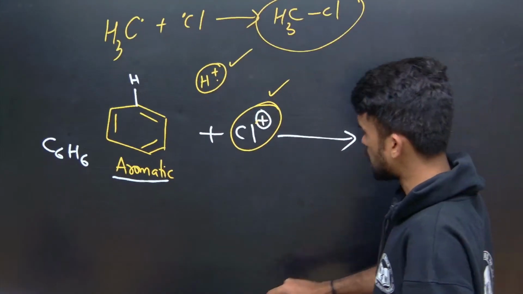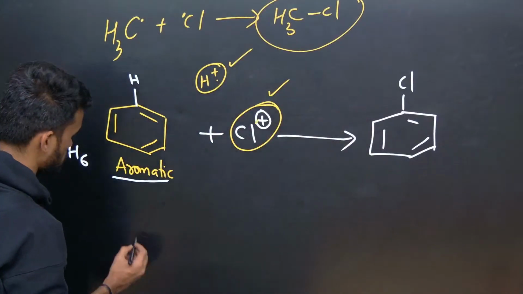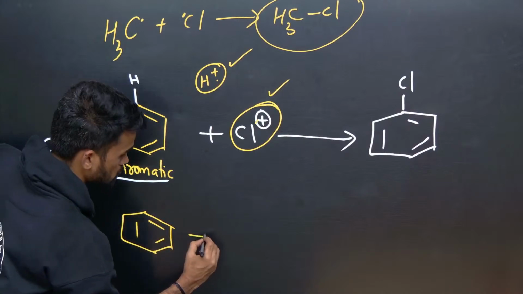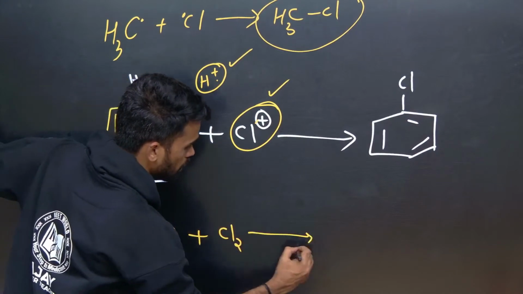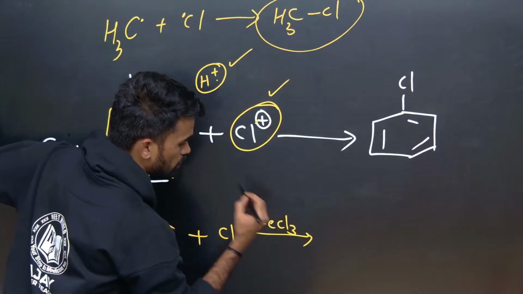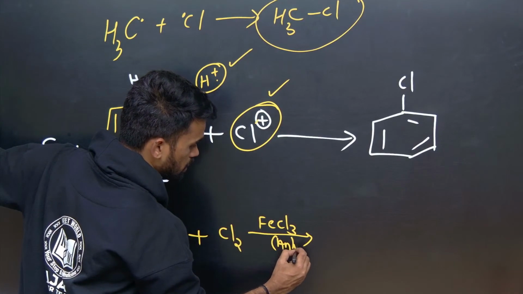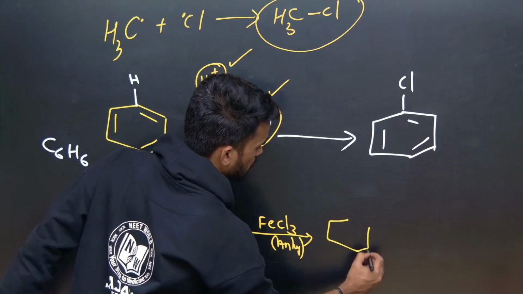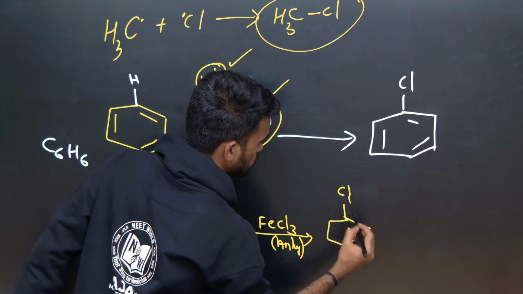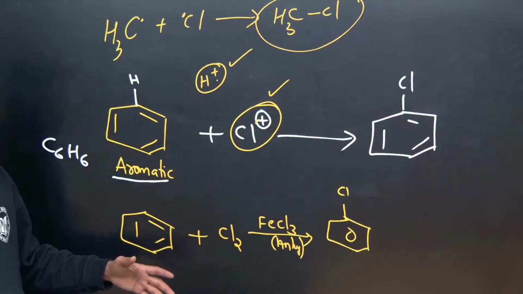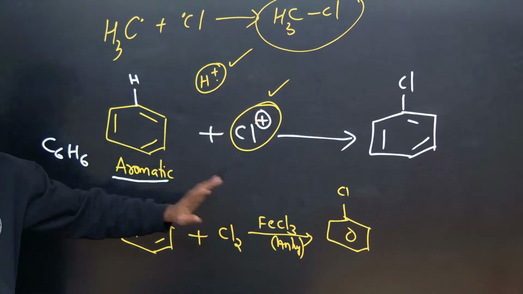For more clarity you can write the proper example. They will give it in books like this: benzene plus Cl2 with anhydrous FeCl3 mentioned, and they will write the product something like this. That is nothing but whatever we discussed above that happens in this case.